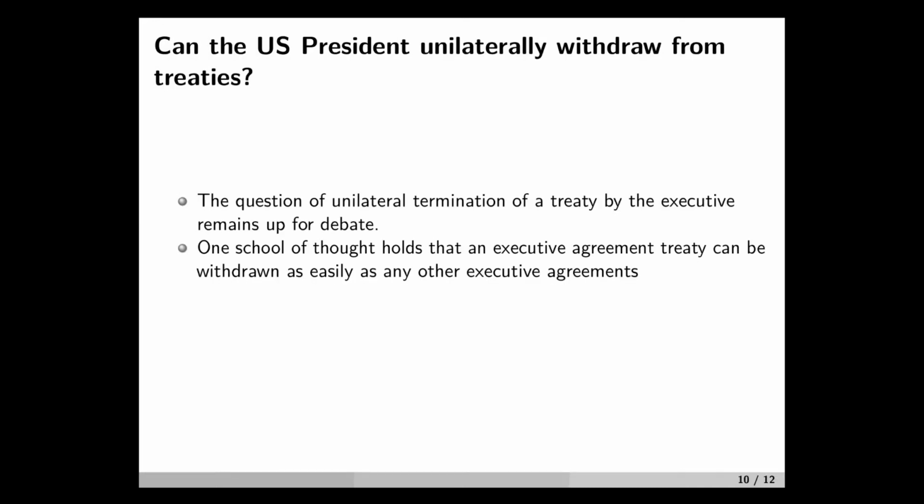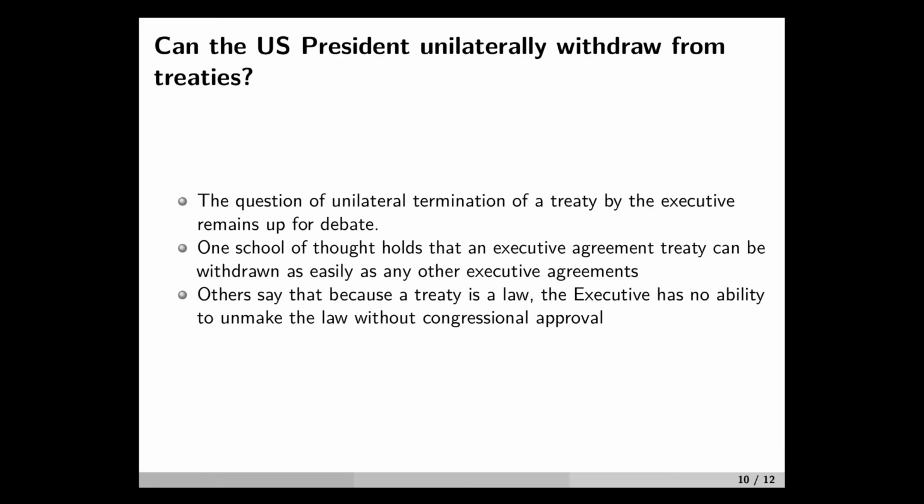So, one school of thought would hold that an executive agreement treaty can be withdrawn as easily as any other form of executive agreement. Executive agreements, executive orders are routinely withdrawn once the president who signed them has left office and has been replaced. And some would hold that these executive treaties can be withdrawn as easily as any executive order could be. And therefore, the president has the right to unilaterally terminate United States participation in the treaty and the United States agreement to be bound by the terms of the treaty.